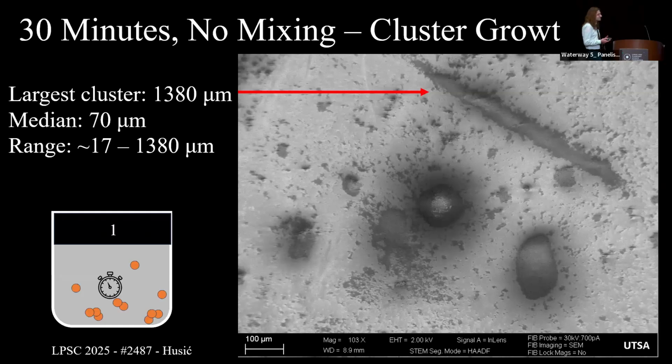And so for just 30 minutes of no mixing, the scale here now is 100 microns instead of 500 nanometers. So we counted a couple hundred of these. The median is about 70, but the largest one I could find was about 1 millimeter, 1380 microns. So we do see some growth, just like ADO did. But we agree, simple wetting and drying is not enough, at least for the median.